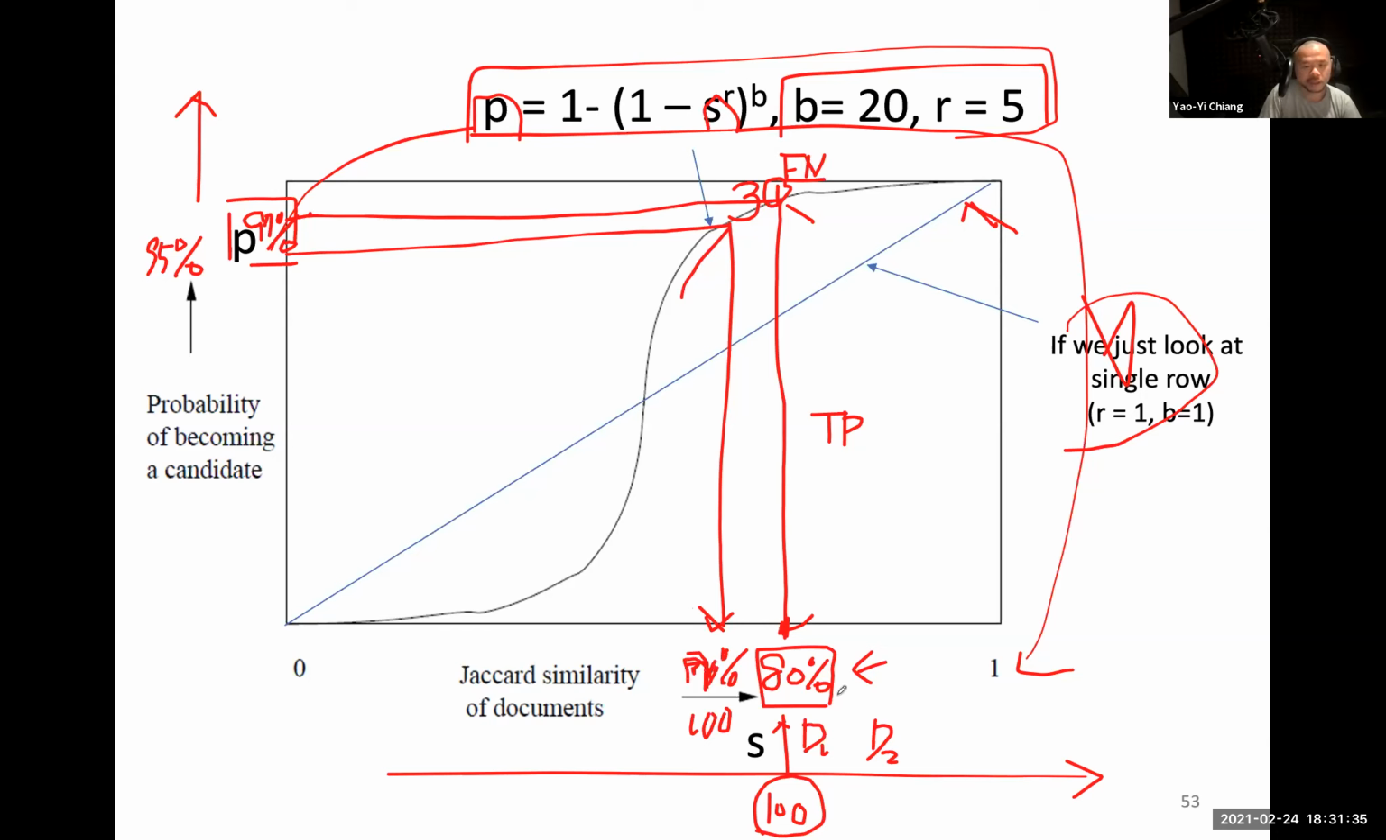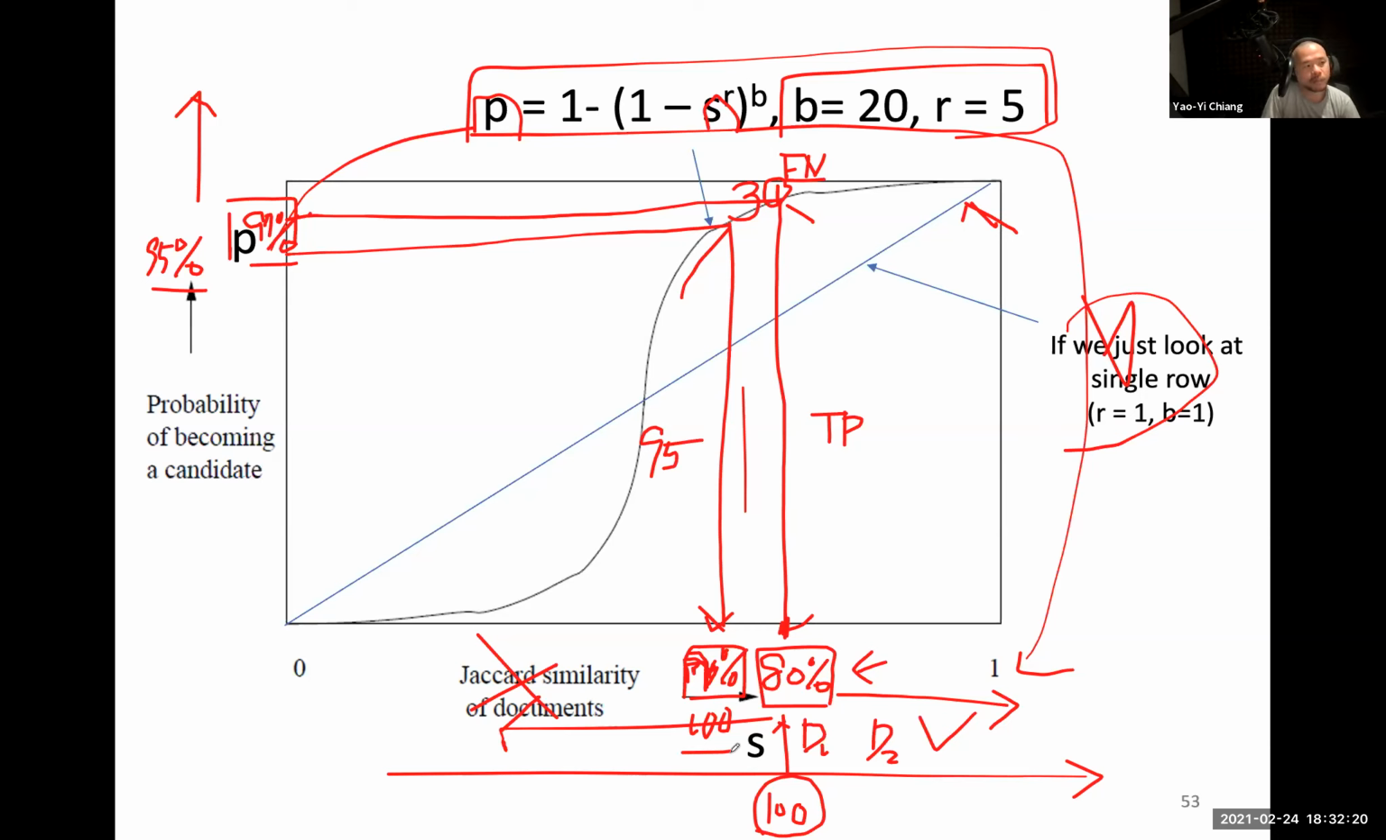70%. My similarity threshold is 80%. Smaller than 80%, I don't care. I only want larger than 80%. So let's say in my archive I have 100 documents. They are 70% similar. They have 70% Jaccard similarity. So what is the length of this line at 70%? 95. This means out of these 100 pairs, how many of them will become candidates? Anybody? 95 of them will become candidates.